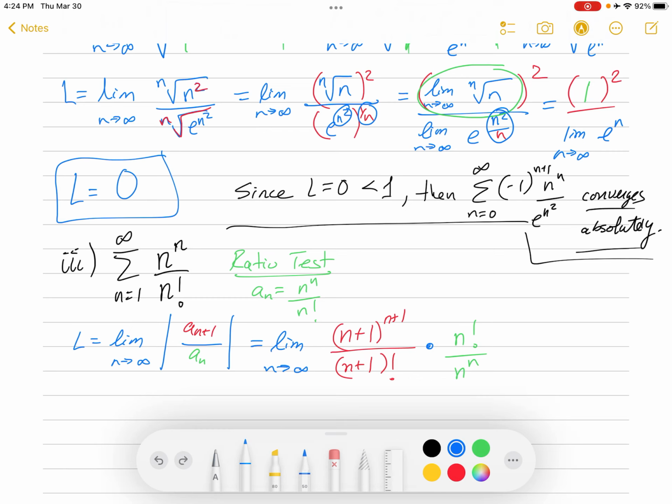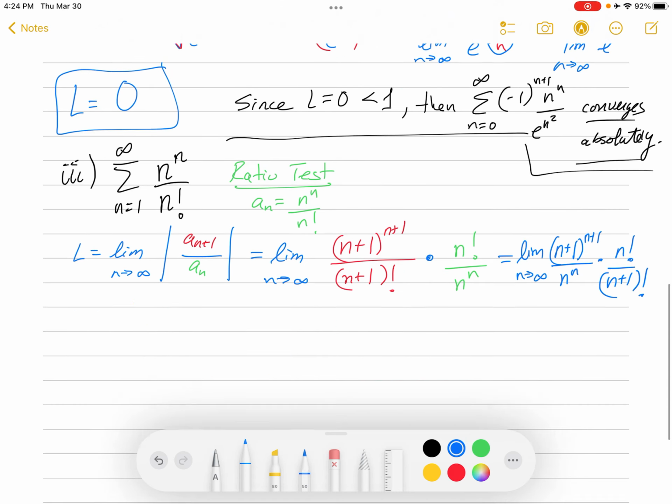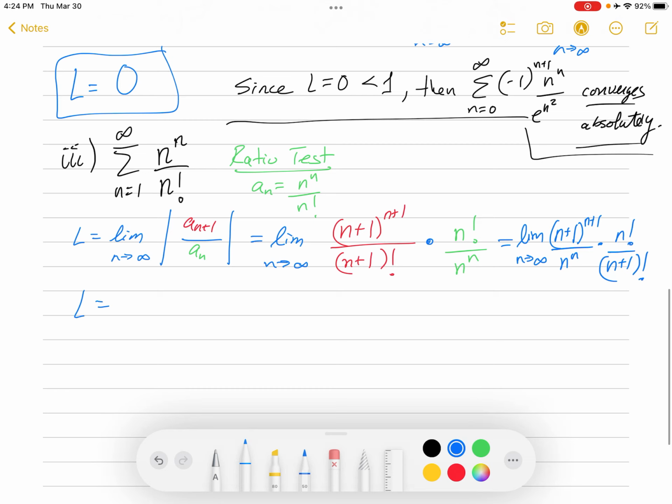So I could actually include these absolute values here, but I don't need them because everything's positive, so I can just drop those absolute values. So I'm going to have the limit as n goes to infinity of (n plus 1) to the n plus 1 over n to the n, times n factorial over (n plus 1) factorial. Going below here, we're going to have the limit as n goes to infinity, (n plus 1) to the n.